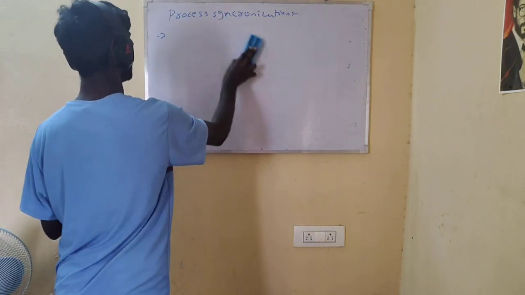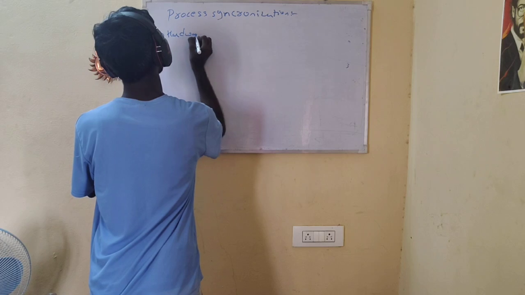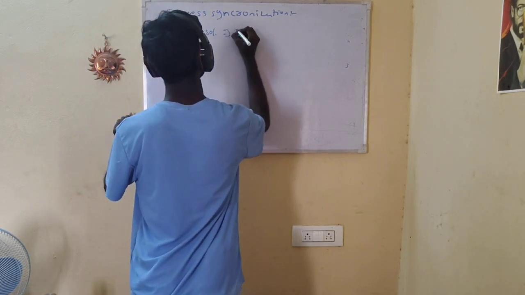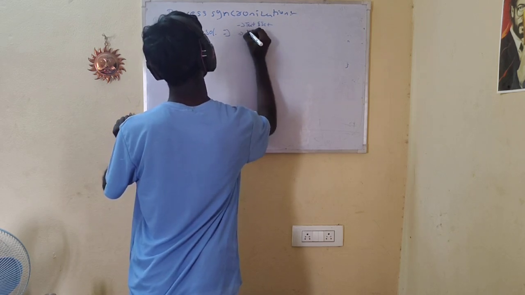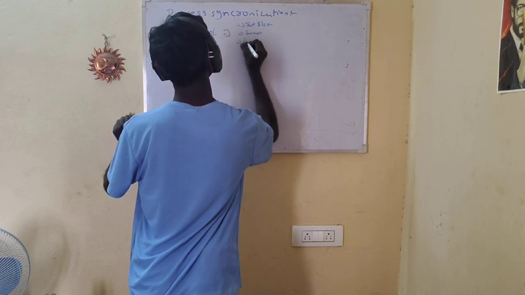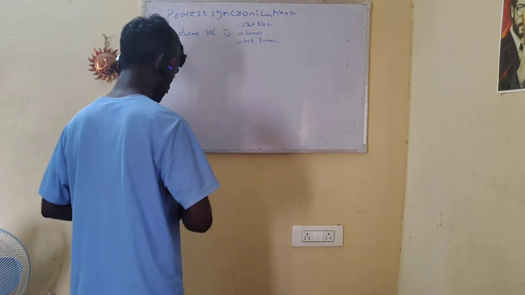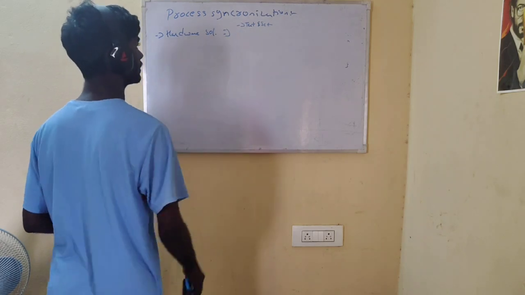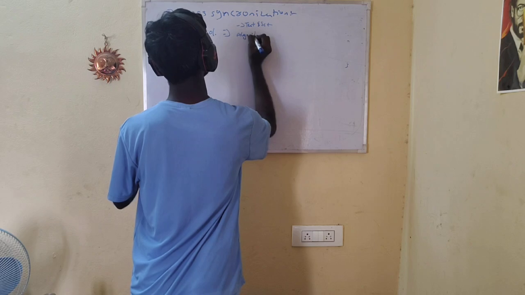The next one will be hardware solutions. Inside the hardware solutions, we have 3: test and set, swap, and lock and unlock. So these are the 3 solutions available. First, let's check test and set. The algorithm for test and set is as follows.